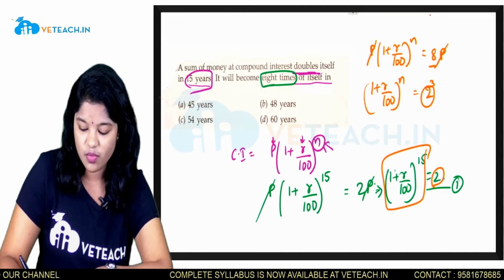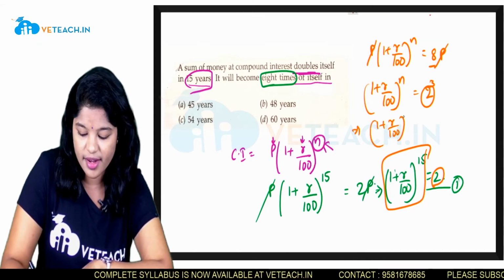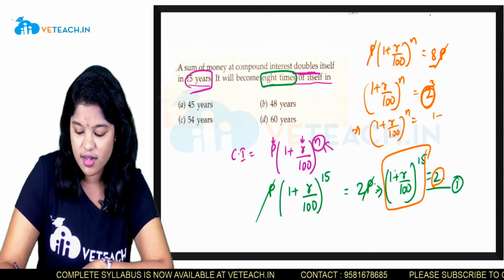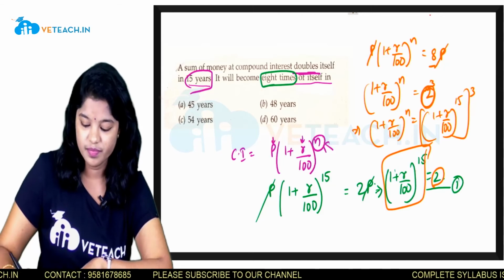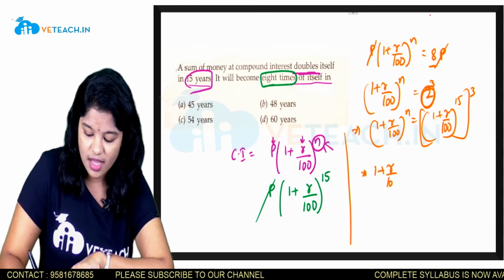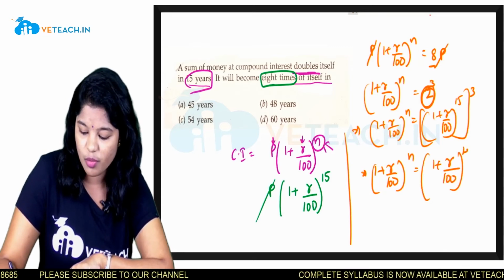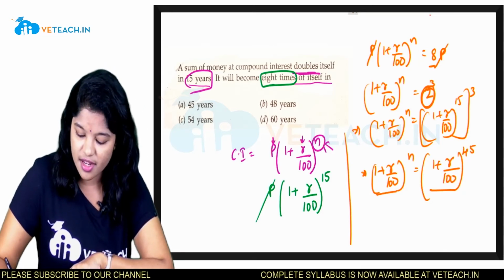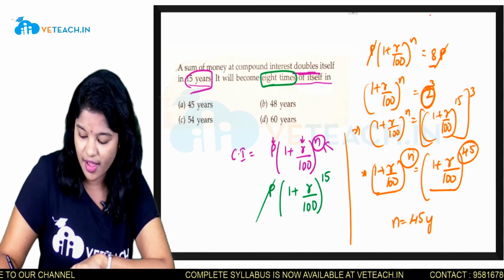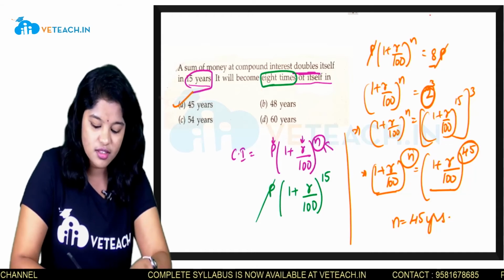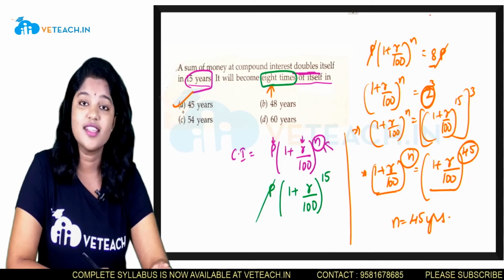We can rewrite 2 as 1 plus R by 100 whole power 15. So 1 plus R by 100 whole power n is equal to, instead of 2 I am writing, 1 plus R by 100 whole power 15 whole cube. Okay. Now this will be 1 plus R by 100 whole power n is equal to 1 plus R by 100 whole power 45. As bases are equal, we can directly equate the power. So n is equal to 45 years. So in 45 years, the principal amount will become 8 times of the original principal amount. So option A is our correct answer.